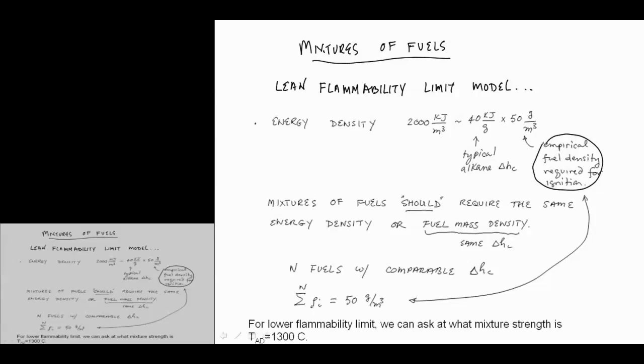And then when you multiply that by your typical alkane heat of combustion, you find out that this is the mixture, okay? So this is about this 2,000 kilojoule per meter cubed value. So mixtures of fuel should require that same energy density or fuel mass density as this 50 gram per meter cubed. What this interestingly results in is a mixture strength where the adiabatic flame temperature is about 1300 C. So 1300 C is a nice proxy, a good sort of approximation for an ignition.